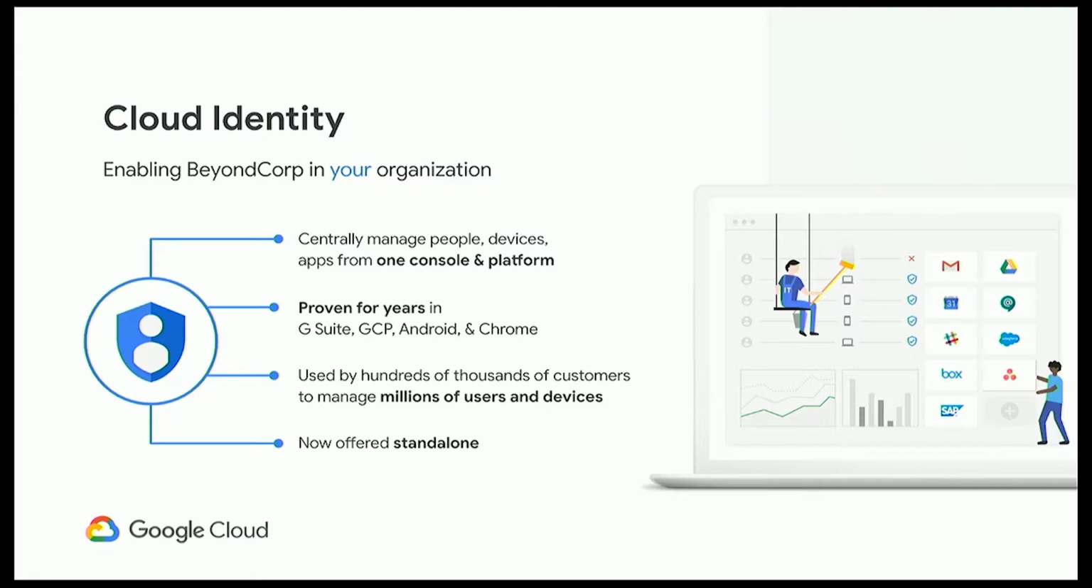Cloud Identity is the vehicle that brings the BeyondCorp security model to your IT and business applications. Also, Cloud Identity is the identity layer that powers G Suite and GCP applications. It's been there for some time. We have hundreds of thousands of customers using Cloud Identity, with billions of users. And it's also offered as a standalone product starting March of last year, in 2018.